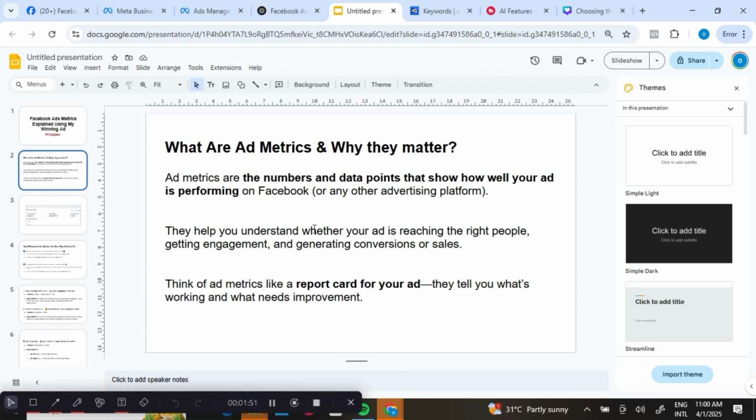They help you understand whether your ad is reaching the right persons, whether you are getting engagement, and generating conversions or sales. So I wrote here, think of ad metrics like a report card for your ad. Those times when we were in secondary school, after each term, you would receive a report card. You would see your score in mathematics, in English, and other subjects. So when you look at your report card, you can know the subject you are struggling with and the subject you are good at, and that will help you to improve in the next term. So that is what ad metrics are all about.